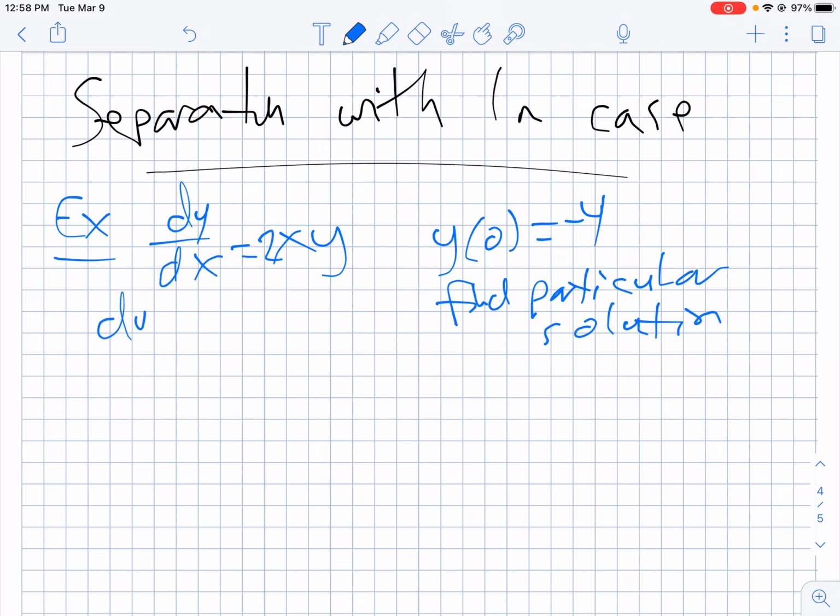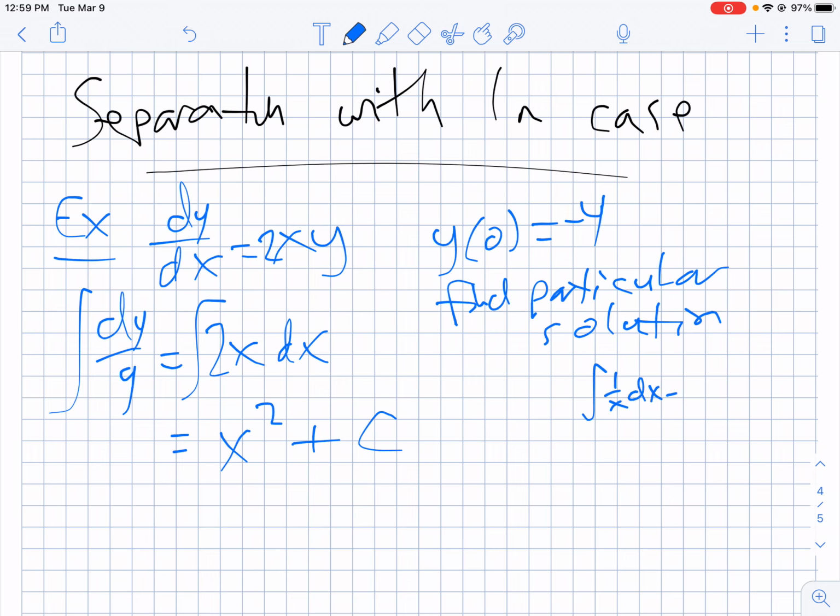So when we go ahead and divide, we get dy over y equals 2x dx. So that's normal, right? We divide by y and multiply by dx. But now when we integrate both sides, the integral on the right, of course, is very easy. The left side's a little trickier, right? When you integrate 1 over x dx, we don't just get ln of x, we get ln of the absolute value of x. So let's go ahead and put that. So ln of the absolute value of y right here.